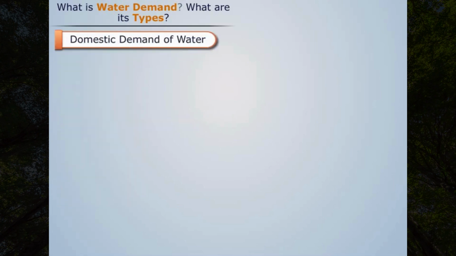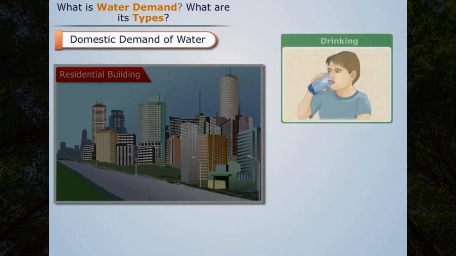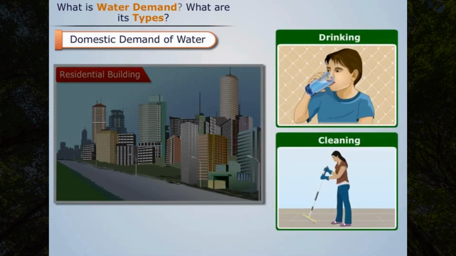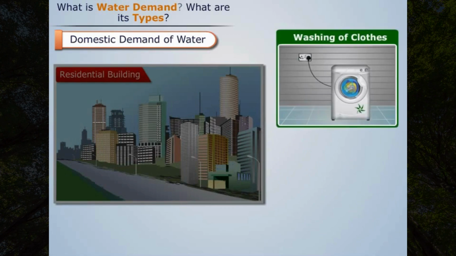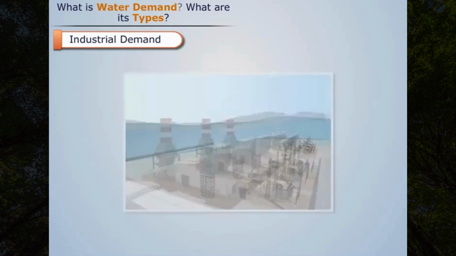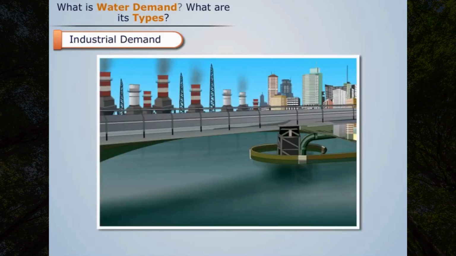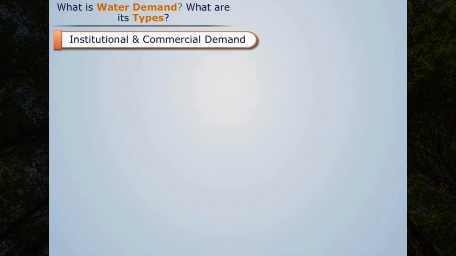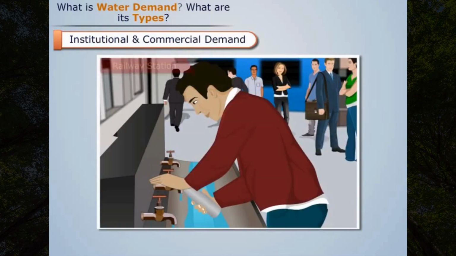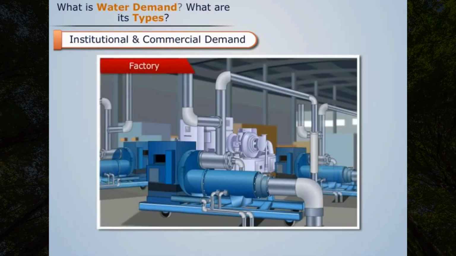Domestic water demand includes water required in residential buildings for drinking, cleaning of houses, washing of clothes, cooking, etc. The industrial demand represents the water demand of industries which are either existing or are likely to be started in future in the city for which water supply is being planned. The water requirements of institutions such as railway stations, factories, etc. should also be assessed and provided.